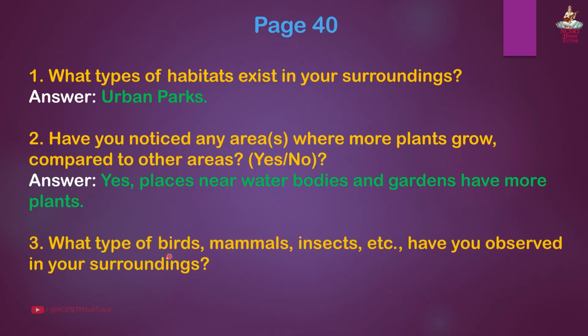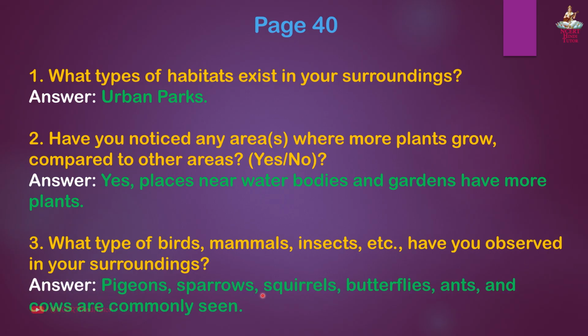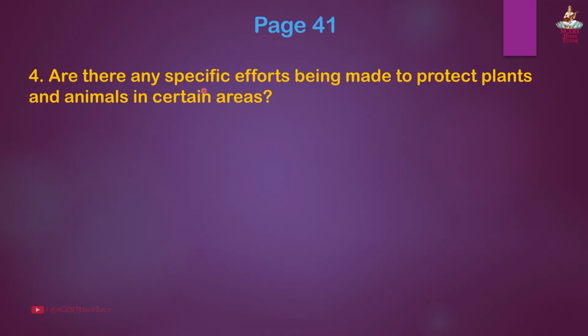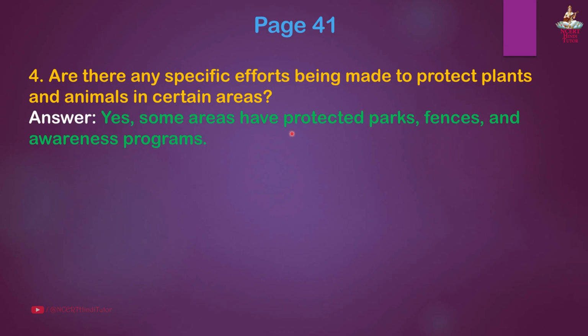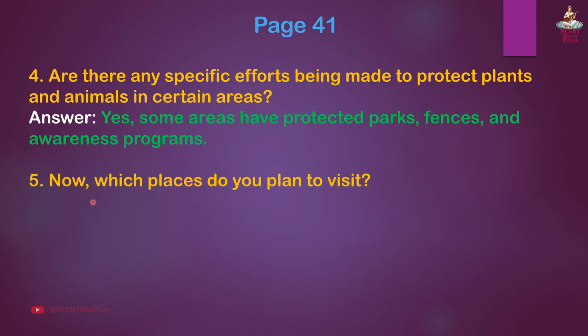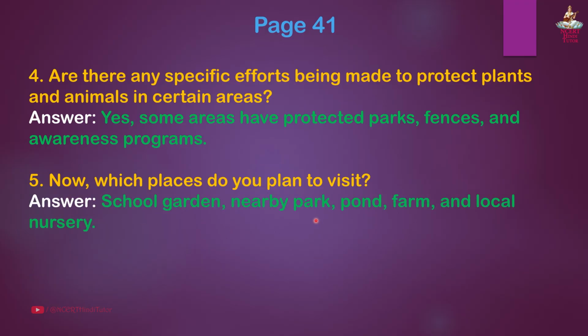Question 3. What type of birds, mammals, insects, etc. have you observed in your surroundings? Answer: Pigeons, sparrows, squirrels, butterflies, ants, and cows are commonly seen. Question 4. Are there any specific efforts being made to protect plants and animals in certain areas? Answer: Yes. Some areas have protected parks, fences, and awareness programs. Question 5. Now, which places do you plan to visit? Answer: School garden, nearby park, pond, farm, and local nursery.